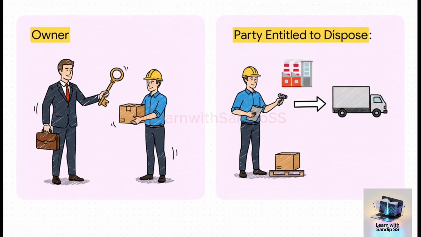The owner is, well, the legal owner of the goods. The classic example here is vendor consignment stock. It's sitting in your warehouse, but your vendor still legally owns it. The party entitled to dispose, however, is the one who has the right to actually use that stock, to plan with it, to move it, to sell it. In most cases, that's going to be your plant. And EWM tracks these two things separately, which is absolutely vital for more complex scenarios.